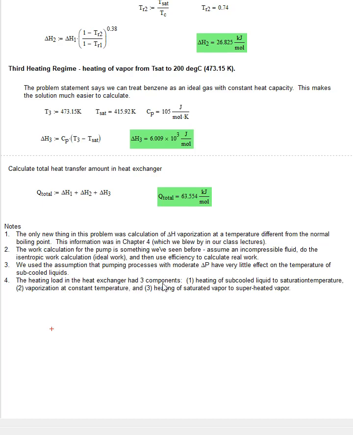And then just to reiterate once again, I realize I'm repeating myself, but I think it's very important that you understand what's going on in this heat exchanger. We heat the subcooled liquid to the saturation temperature, so it's a saturated liquid. We then go from saturated liquid to saturated vapor at that Tsat. That's our delta H of vaporization. And then we heat the saturated vapor to superheated vapor. The problem was made easy in this case by saying that it was an ideal gas with constant heat capacity.